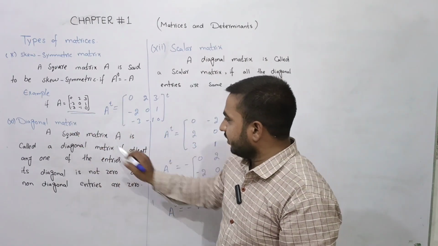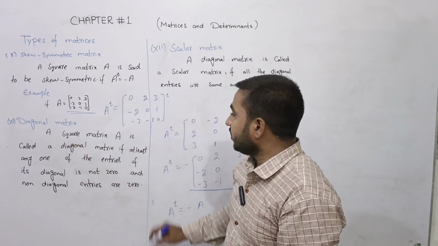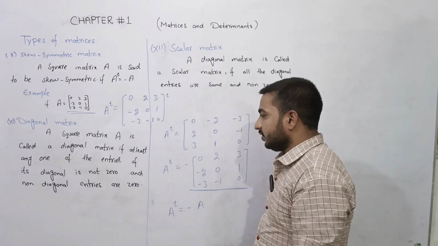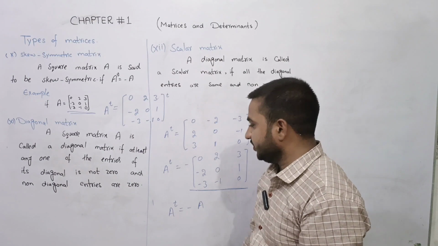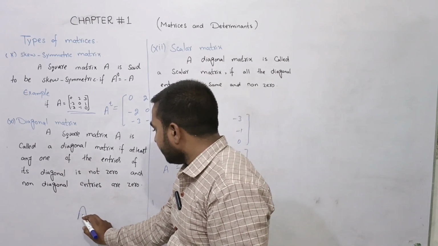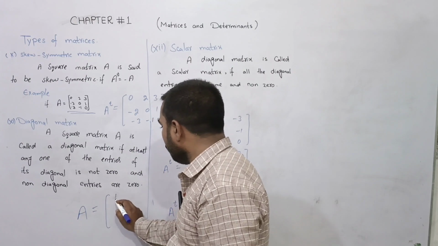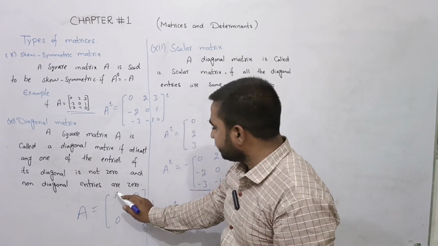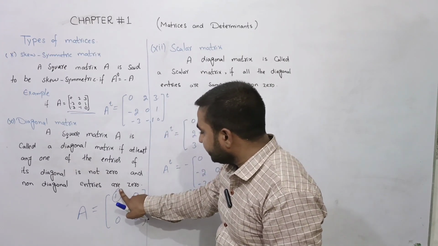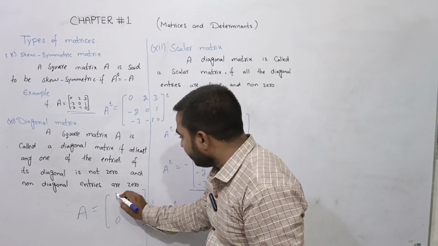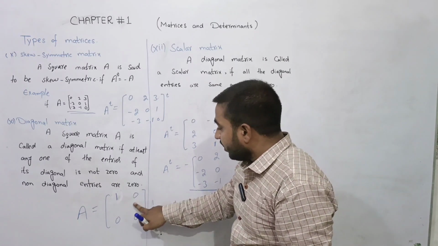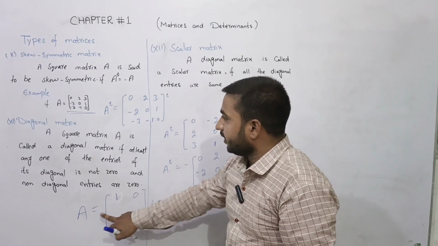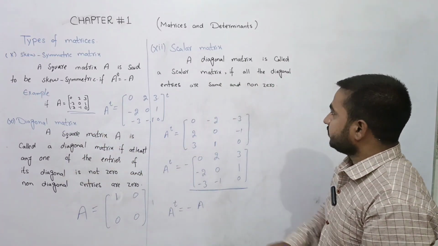The next one is the diagonal matrix. A square matrix A is called a diagonal matrix if at least one of the diagonal entries is not 0. It means that A is equal to 1, 0, 0 and 0. At least means only one entry is not 0. Here I write 1, then 1 is not 0, while all the other entries are 0. That is why this matrix is known as the diagonal matrix.